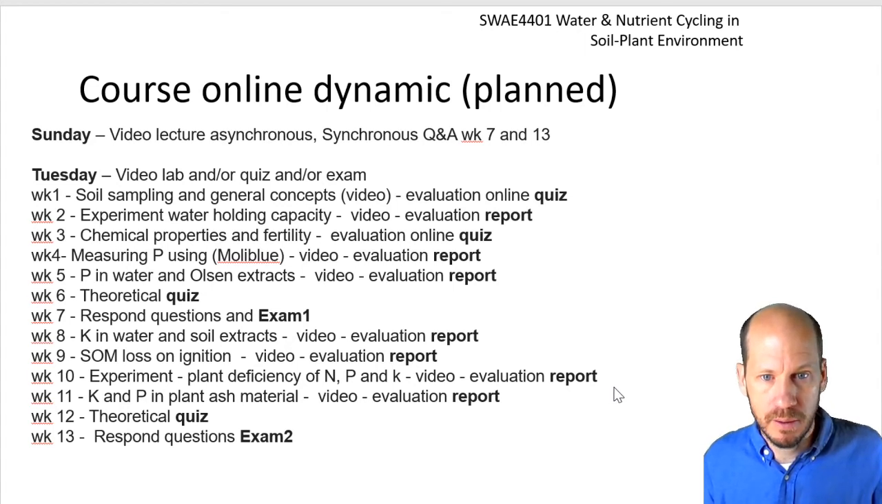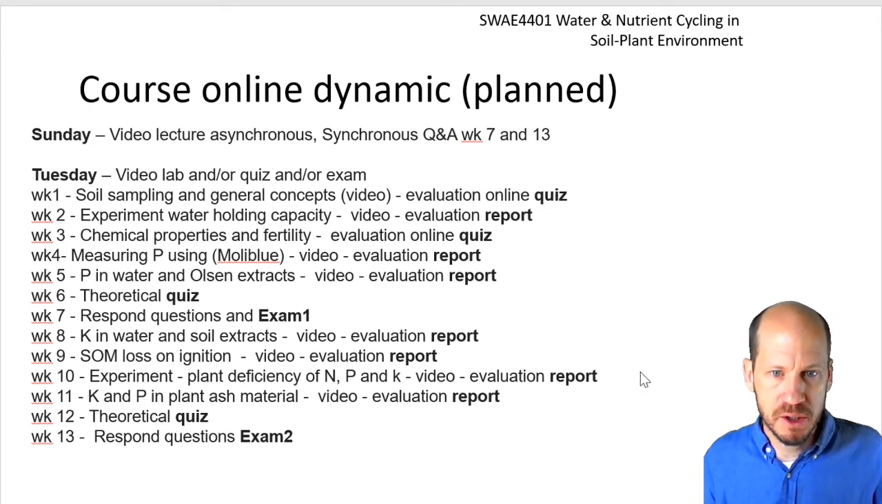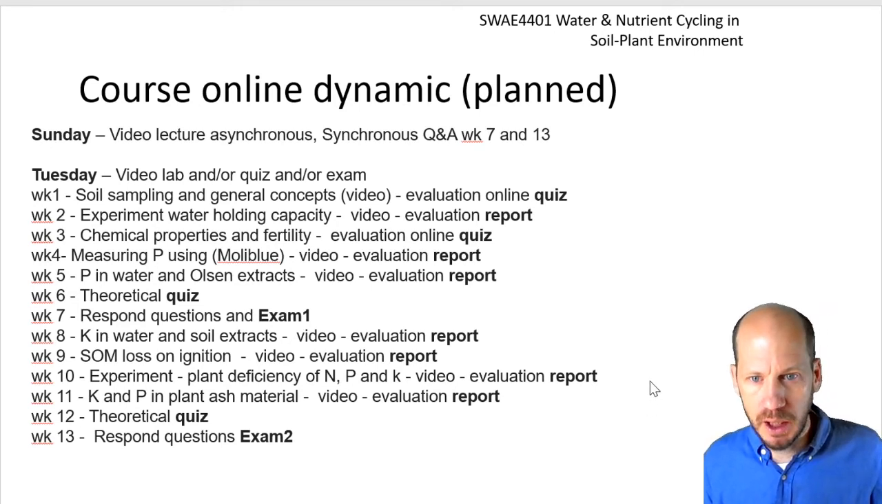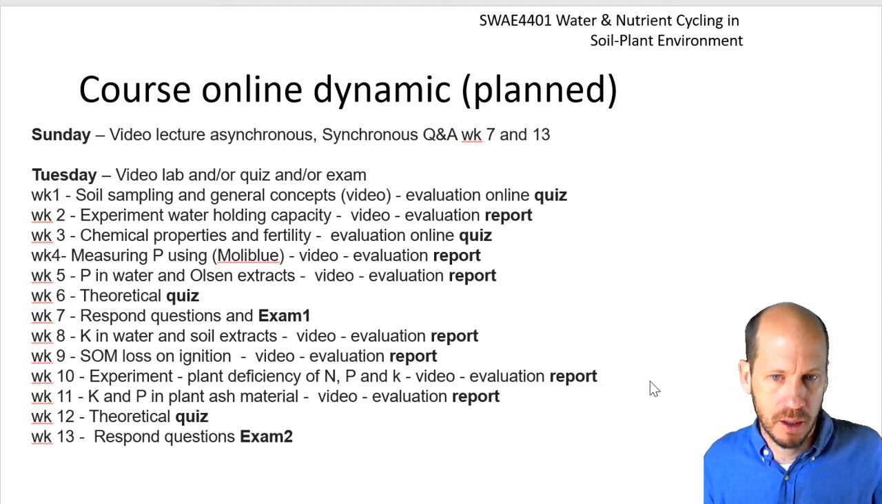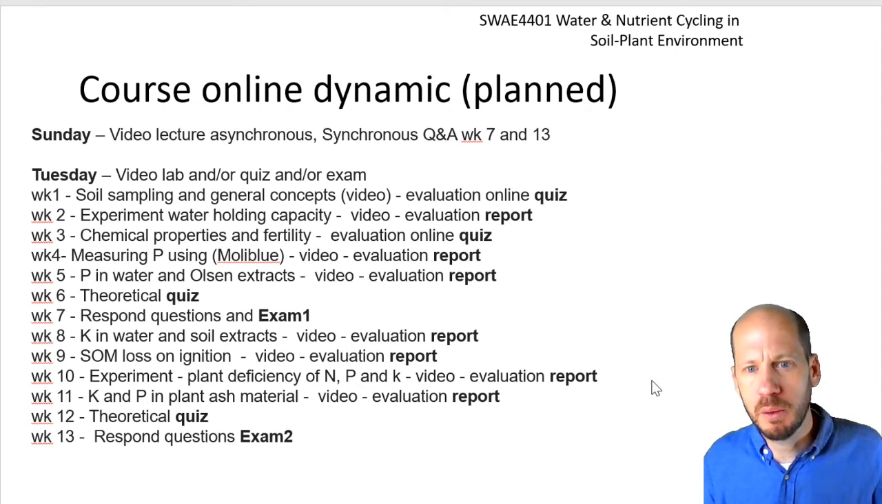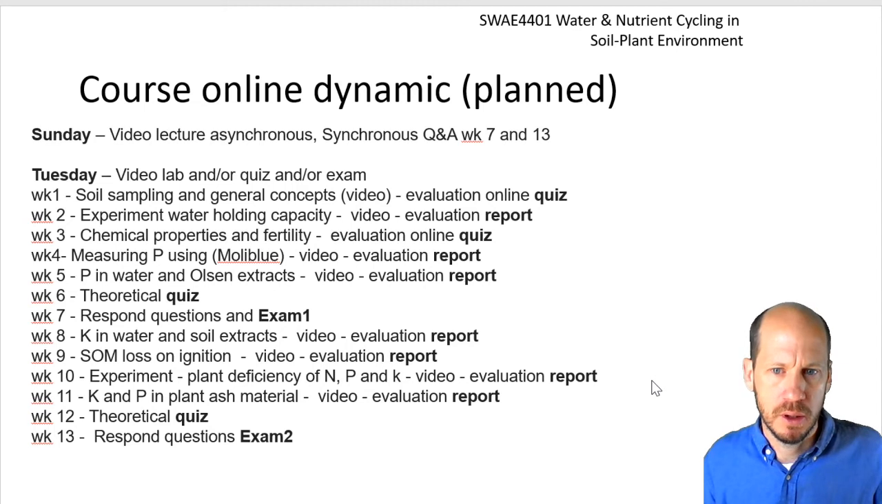I'm going to explain this project further in other lectures, but basically it's a plant experiment where some pots will have a deficiency of nitrogen, some a deficiency of phosphorus, and some a deficiency of potassium. You're going to have corn growing in these pots, and you will receive the data from this experiment, and you are going to write an evaluation report based on the data we provide you.